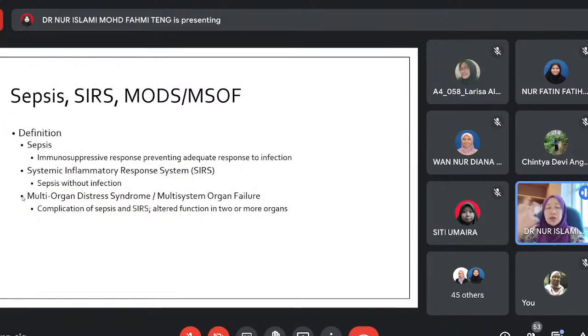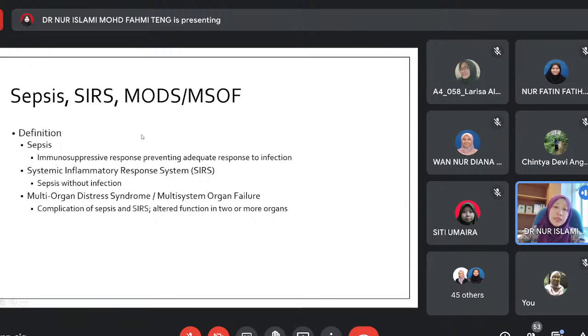Just a short one slide on sepsis, SIRS and MODS. SIRS is systemic inflammatory response syndrome. MODS is multiple organ dysfunction syndrome. Here is the definition: sepsis is an immunosuppressive response preventing an adequate response to infection. Systemic inflammatory response syndrome is sepsis without infection, and multiple organ dysfunction syndrome is the complication of sepsis and SIRS, which alters function in two or more organs.